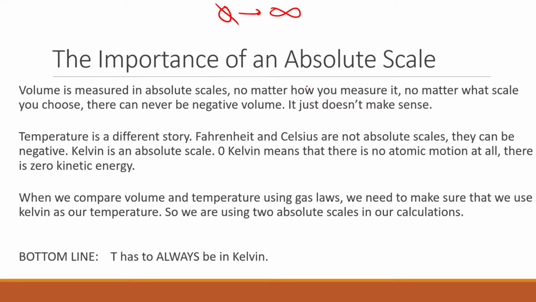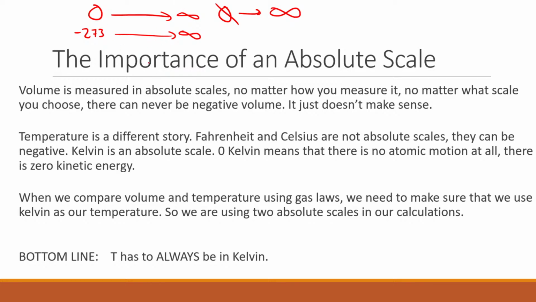Temperature, though, we've got a bunch of different scales. Celsius and Fahrenheit both go into the negatives, where Kelvin starts at 0 and goes higher. Kelvin is the only absolute temperature scale. It relates directly to how much motion there is. 0 Kelvin means no motion. 0 Celsius doesn't mean no motion. 0 Celsius means water freezes. Right? Celsius goes to negative 273 and then goes higher. Kelvin goes to 0 and then goes higher.